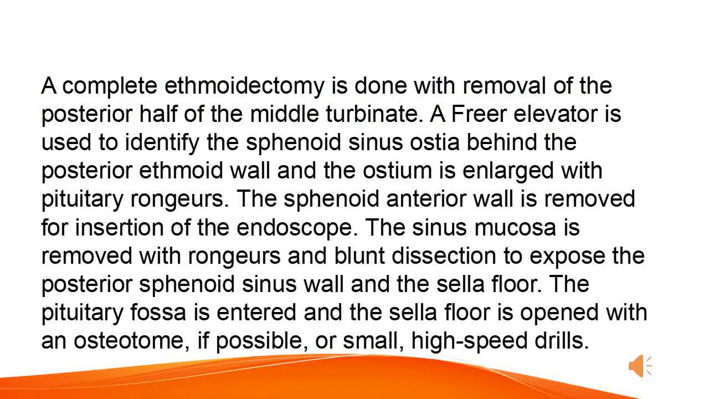A complete ethmoidectomy is done with removal of the posterior half of the middle turbinate. A Freer elevator is used to identify the sphenoid sinus ostia behind the posterior ethmoid wall, and the ostium is enlarged with pituitary rongeurs. The sphenoid anterior wall is removed for insertion of the endoscope. The sinus mucosa is removed with rongeurs and blunt dissection to expose the posterior sphenoid sinus wall and the sella floor. The pituitary fossa is entered and the sella floor is opened with an osteotome, if possible, or small, high-speed drills.